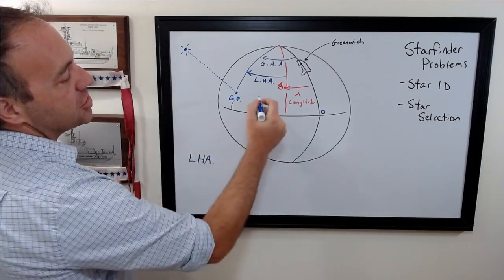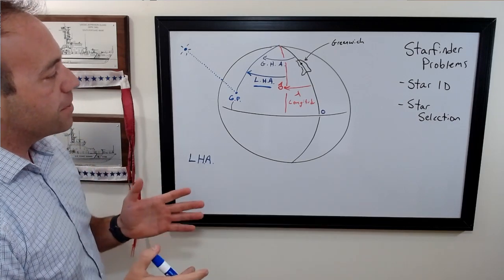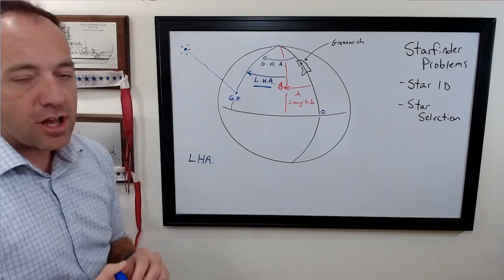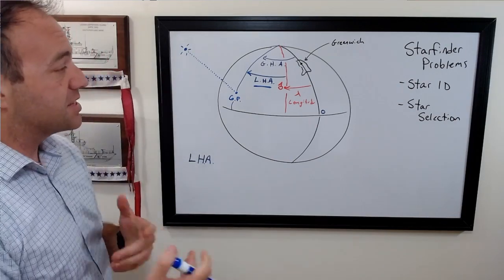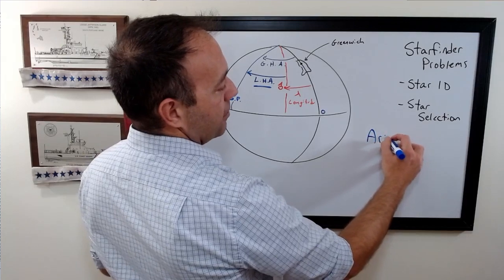All right, so LHA is one concept we need to know when we're using the Starfinder. The other thing that we need to know is we're actually not going to use a star to set up this equation, we're going to use what's called the first point of Aries.